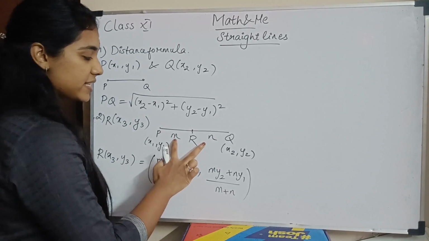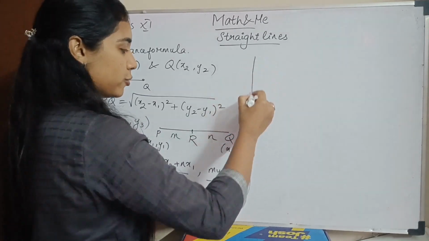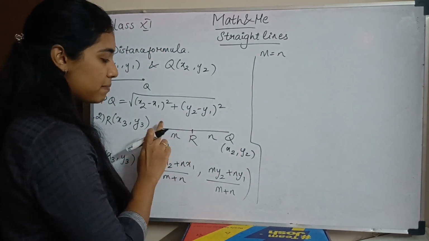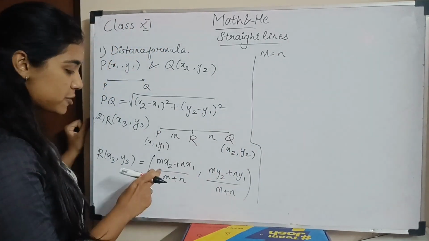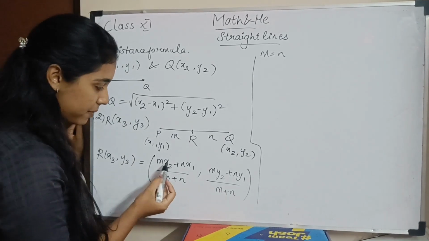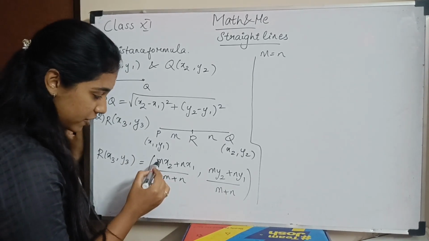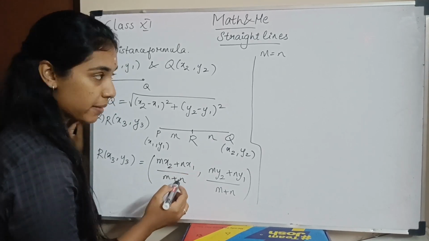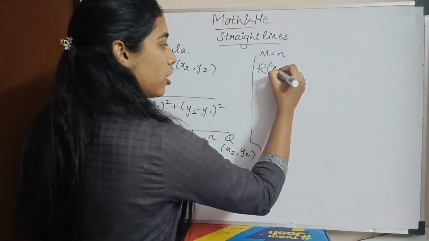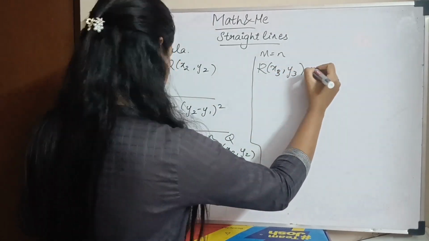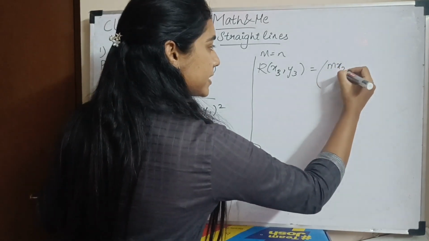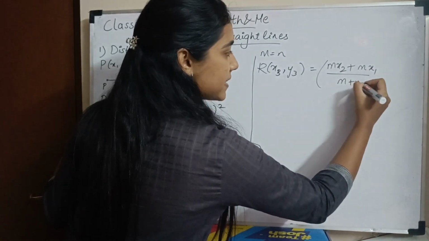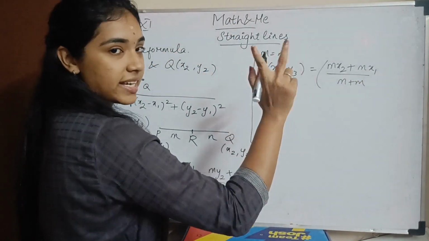For example, if m and n have the same value, if m is equal to n, that means R is the midpoint of P and Q. So what happens when you substitute that in this formula? If m and n are equal, here you have m and here you also have m, and here it becomes m plus n. So R of x3, y3 is nothing but (mx2 plus mx1) divided by (m plus n). I'm just replacing the n with m because they are equal.